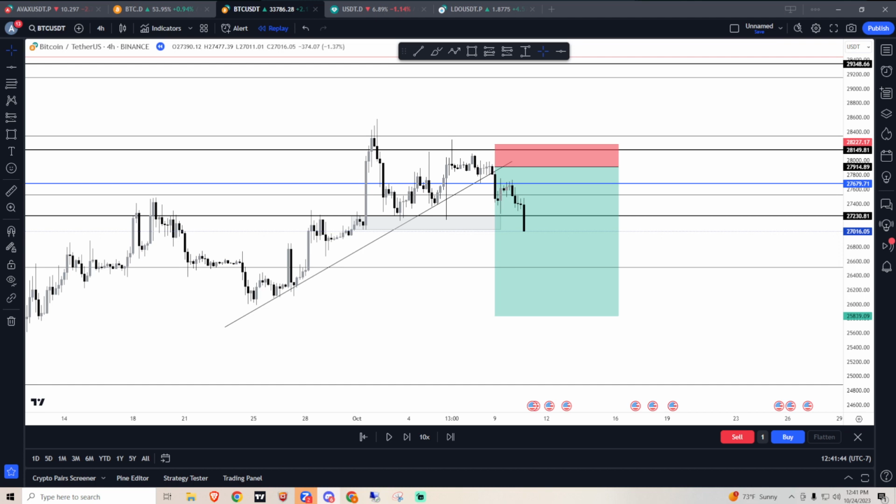DCAs are placed at support and resistance depending on if you're short or long. If you're shorting, you're going to place them at resistance levels. If you're long, you're going to place them at support levels.